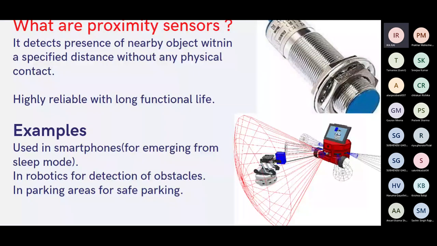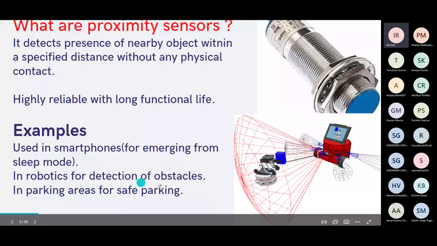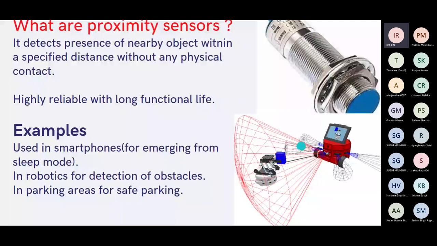Also, in robotics, you can see proximity sensors for detection of obstacles. For example, in this image, this is a robot, and we have 5 proximity sensors here. So it is useful in detection.